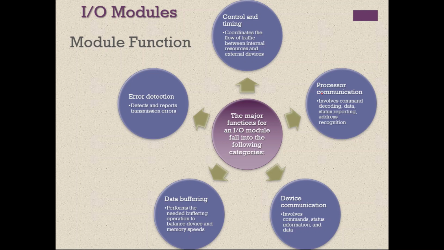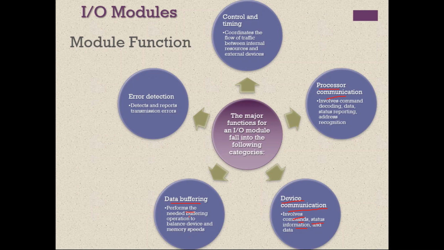So the IO module should be able to communicate with the processor. Similarly, it should also be able to communicate with the IO device. Because it is acting as an interface between the processor and the IO device, it should be able to communicate with any IO device by giving some commands, or by reading the status information of that particular device, whether the device is ready for communication currently, or the device is already busy with some other task. It may also give a command to the device, like do this, read this data and give it to me.